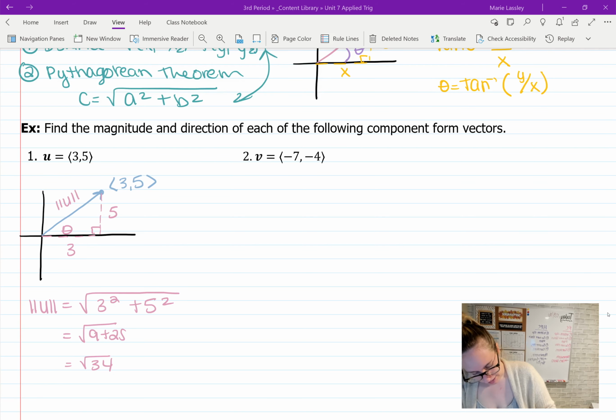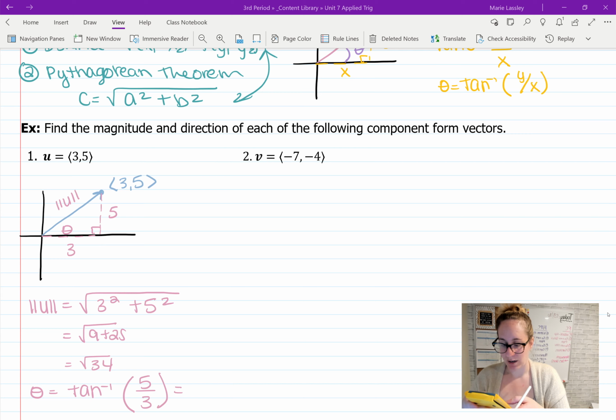All right, theta is going to be inverse tangent of y over x. I'll go to my trusty calculator. Second tangent of opposite divided by adjacent, enter, and I got 59 degrees. Guess what? That's it. You're done. Magnitude, square root of 34, and theta, 59 degrees. That's all there is to it.